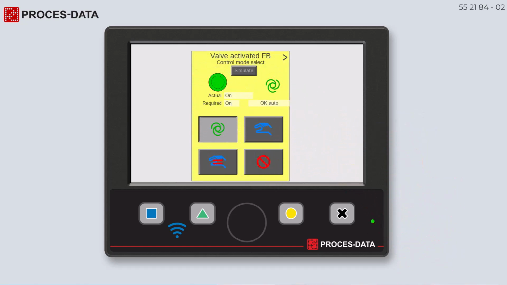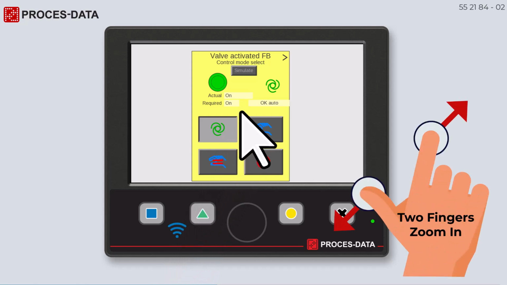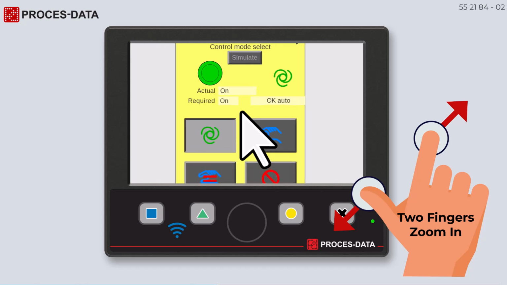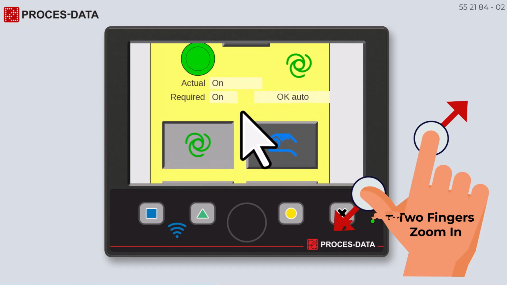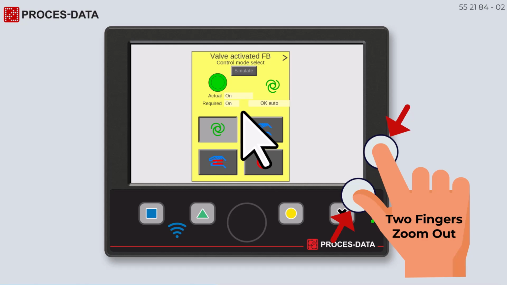Two-finger zoom, in or out. You zoom when you place 2 fingers on the screen at the same time for less than 1 second. You zoom in by moving the fingers away from each other. You zoom out by moving the fingers closer together.